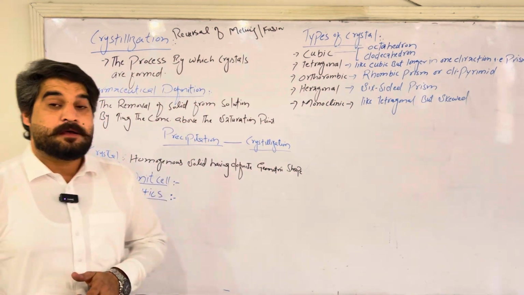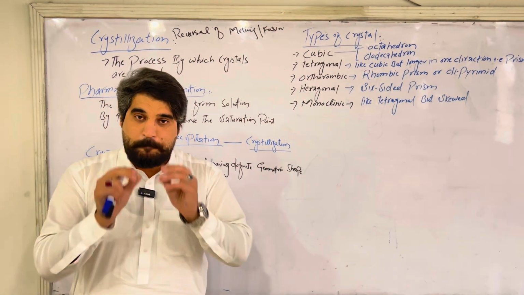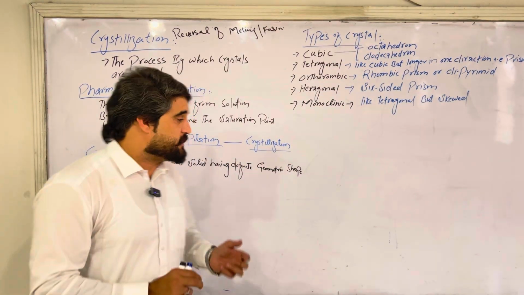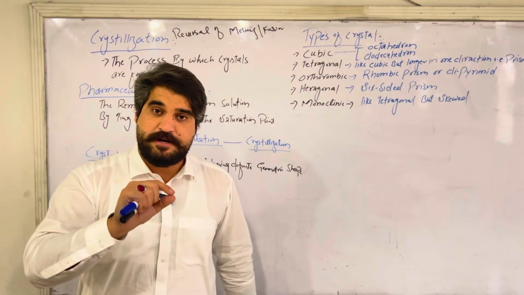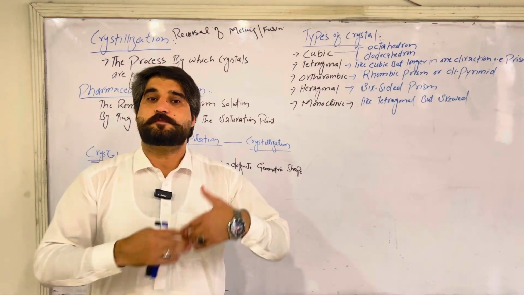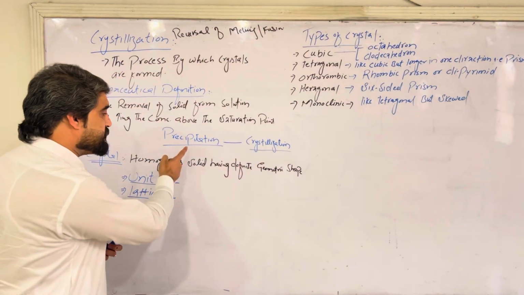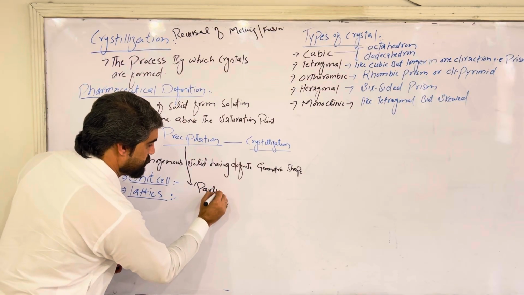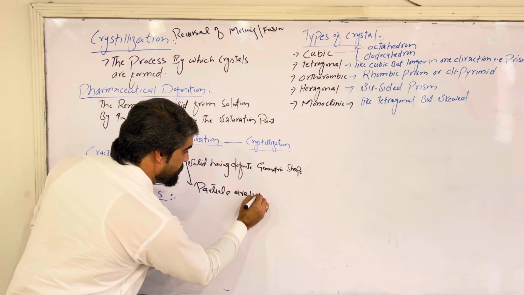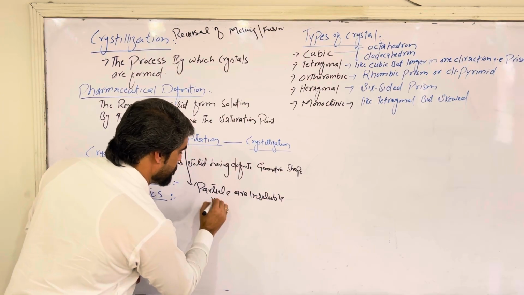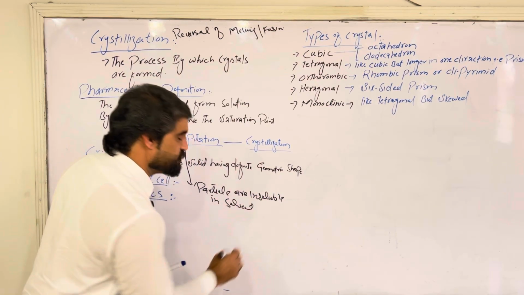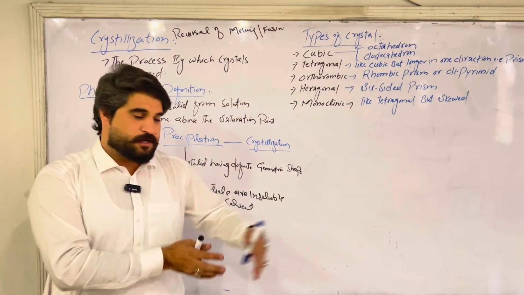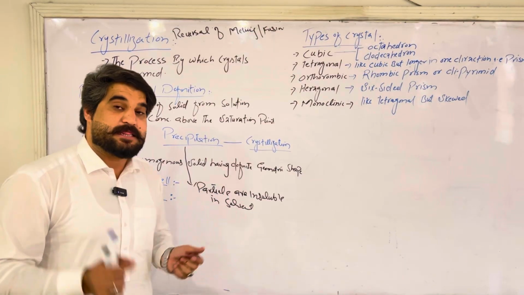Now what happened in the process of precipitation? The basic difference between precipitation and crystallization is that in the process of precipitation, the particle which is to be separated out is insoluble in the solvent. In precipitation, the added particle which are then separated out is actually insoluble in that solvent.